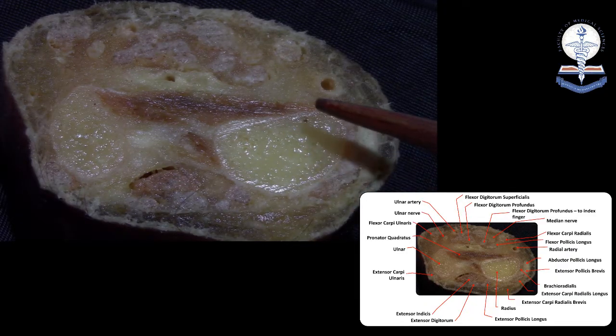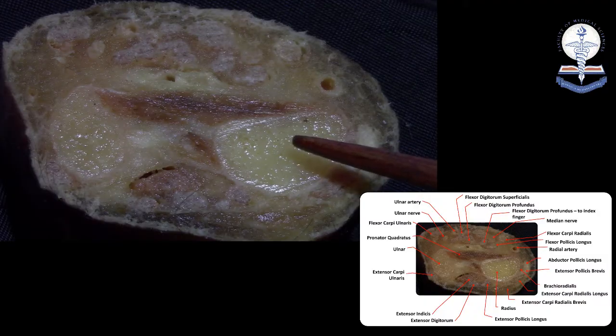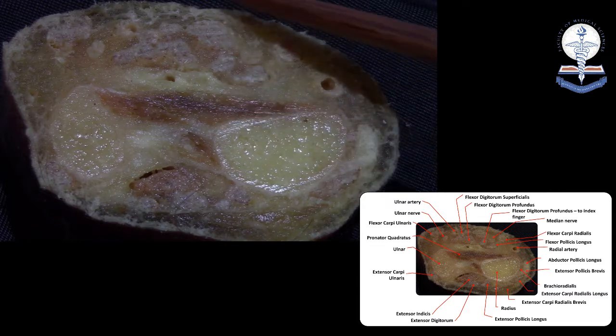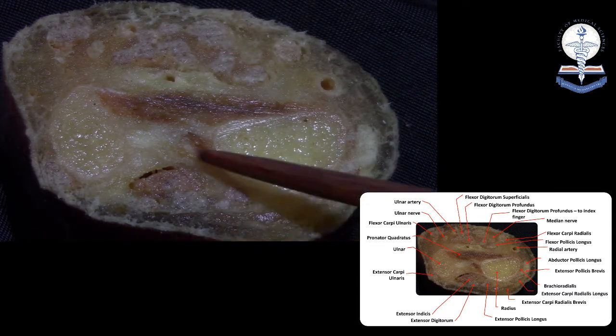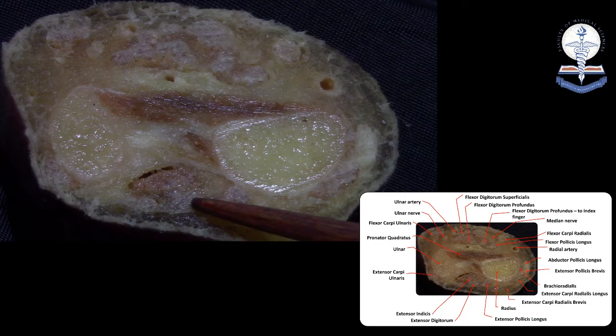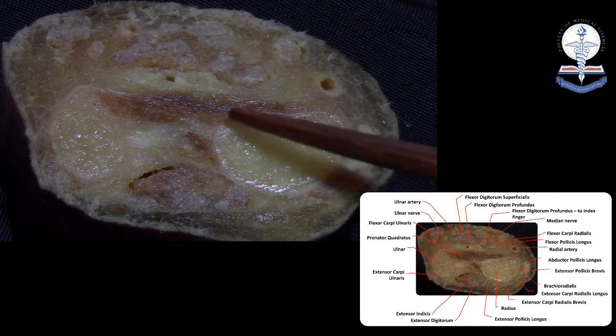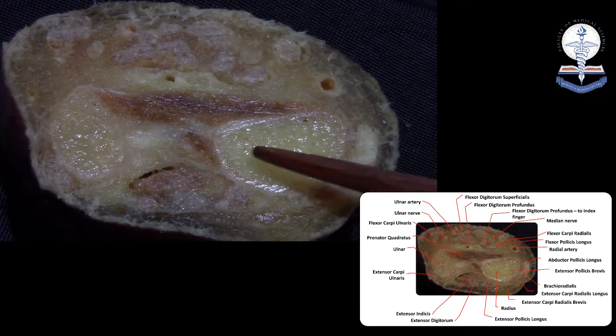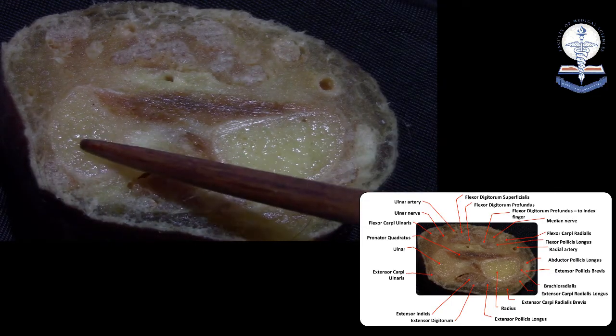As you all know in your theory, the flexor compartment is much bulkier than the extensor compartment. So this is the anterior aspect of your specimen, and this is the posterior aspect of your specimen. In the lower forearm, the radius is much bigger compared to the ulna. So this is the radius and this is the ulna.